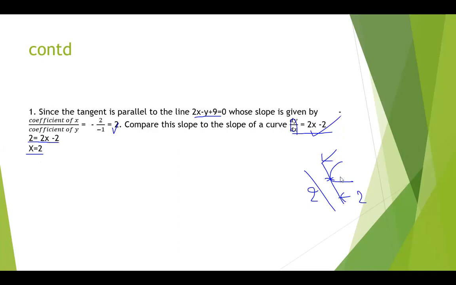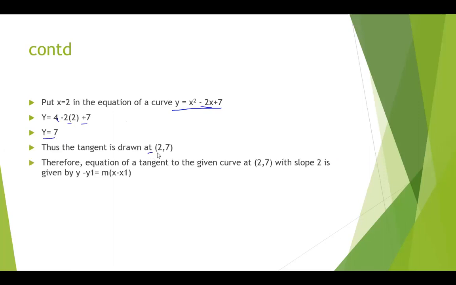Then the x coordinate will become 2. Now, the corresponding y coordinate can be got by substituting x = 2 in the equation of the curve. What is the equation of the curve? y = x² - 2x + 7. So, you put x = 2: 2 square is 4, minus 2 into 2 is 4, plus 7, y is equal to 7. So at what point is the tangent drawn? Tangent is drawn at (2, 7).